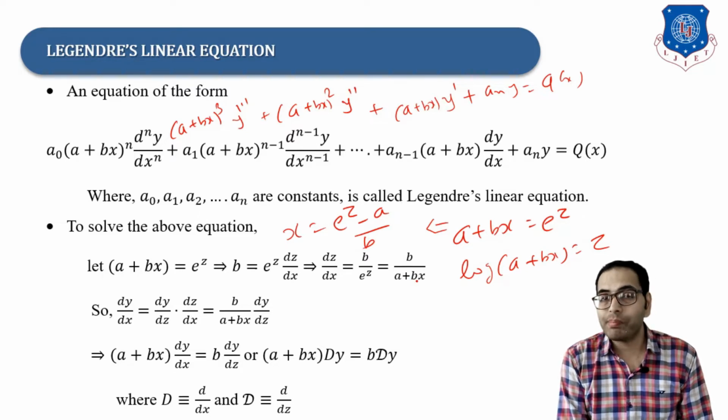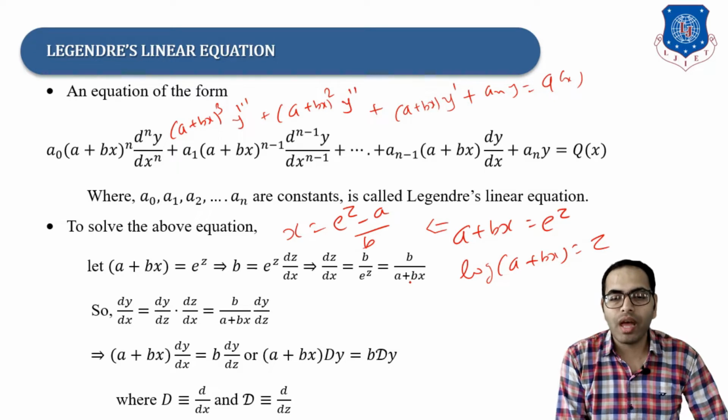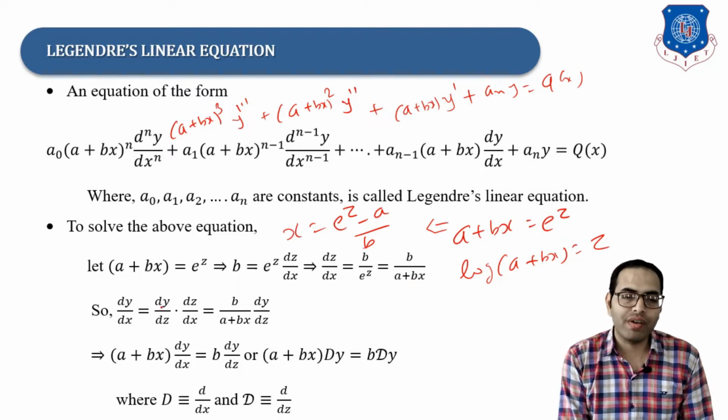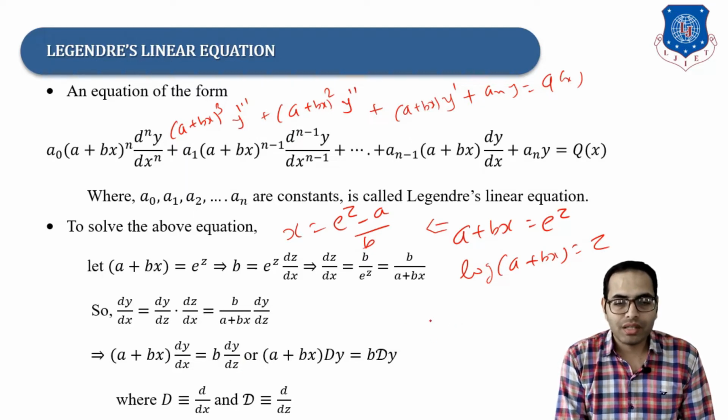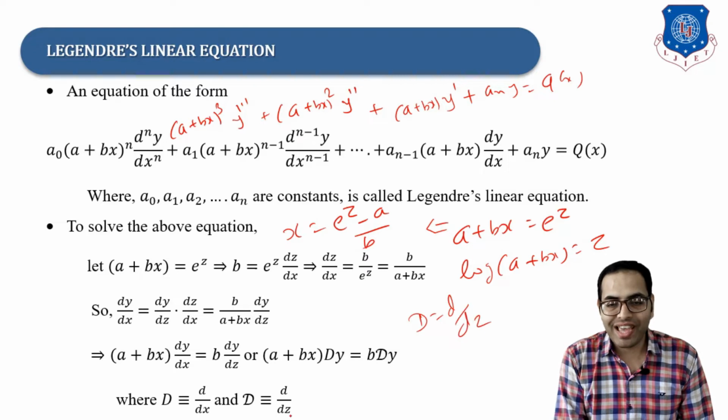Now, with the help of the total derivative, dy by dx equals dy by dz into dz by dx. Substituting the value of dz by dx, that is b upon a plus bx, into dy by dz. Simplifying, a plus bx will come to this side, giving (a plus bx) dy by dx equal to b dy by dz. Here D indicates d by dx, and D indicates d by dz, so it becomes (a plus bx) Dy equal to b Dy.